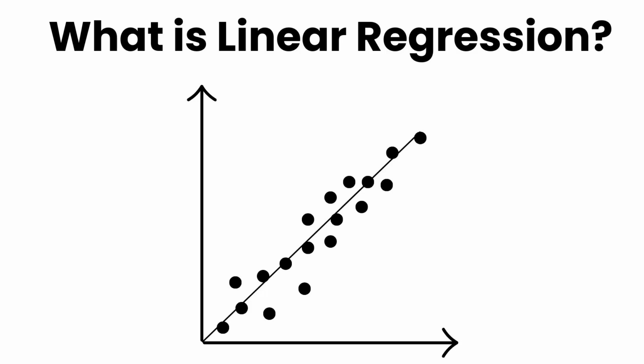Ever wondered how Netflix predicts what you'll watch next? Or how businesses forecast sales? The secret is linear regression, a simple yet powerful statistical method used in AI and data science. Today, we'll break it down with real-world examples, step-by-step explanations, and practical applications.